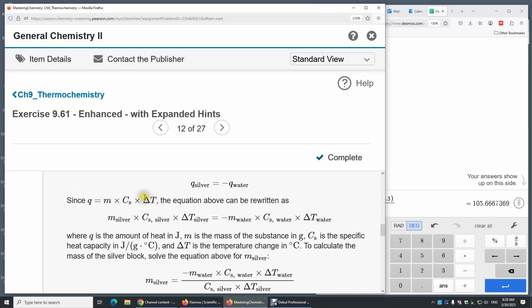So when you compute Q sub silver, it's M sub silver times C sub S of silver times delta T of silver. And Q of water should be mass of water times C sub S of water times delta T of water. Don't mix up things.